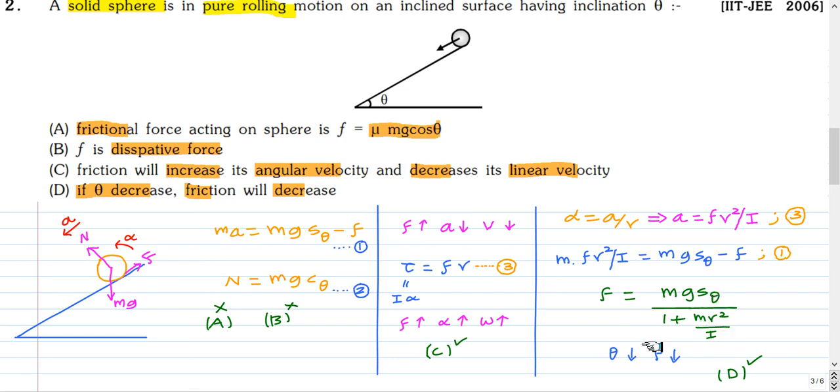As theta increases between 0 to 90 degrees, sin theta will increase. So as theta increases, f will increase, and as theta decreases, f will decrease. So option D is also true. So the correct options are option C and D.